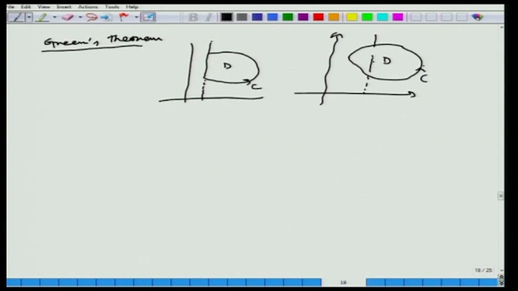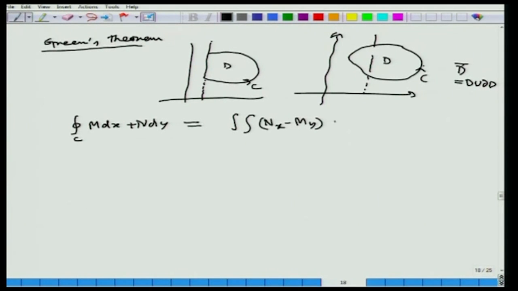So in particular, first we will take the simplest case where the vertical line has at most two points in common with the domain D closure. D is the domain, so the D closure is actually D union the boundary of D. So only two points, this and this, will have intersection with this vertical line and the D closure. So for such simple areas we can state Green's theorem and then extend it to more general areas like this. So Green's theorem says that the integral over this C of M dx plus N dy is equal to the double integral of (N_x minus M_y) dx dy.